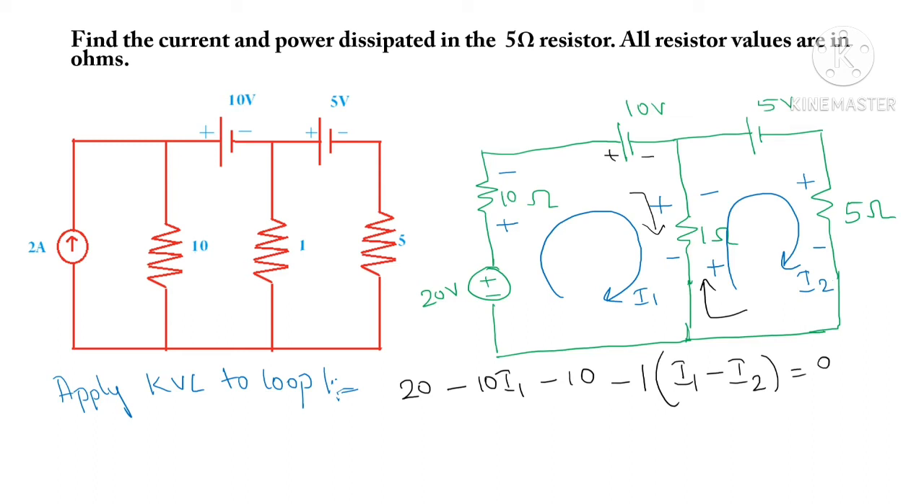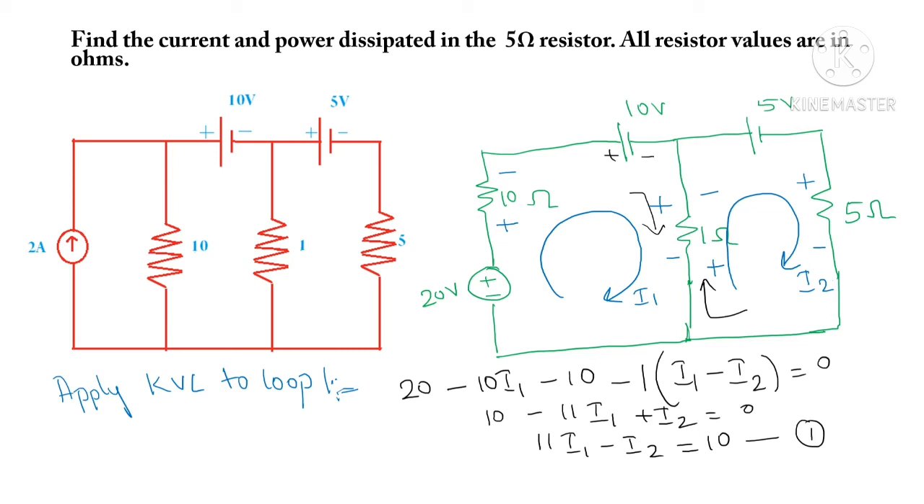So if we simplify, what are we going to get? 20 minus 10 is 10. 10 minus 11 I1 plus I2 equal to 0, or we can write it as 11 I1 minus I2 equal to 10. This is our equation 1.